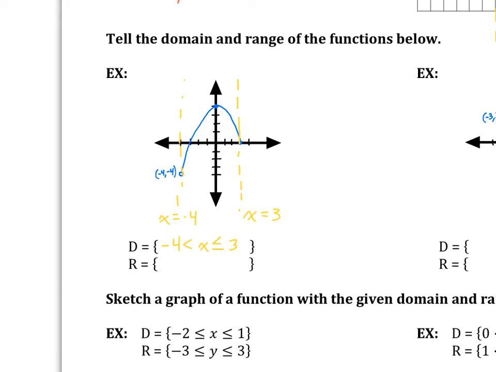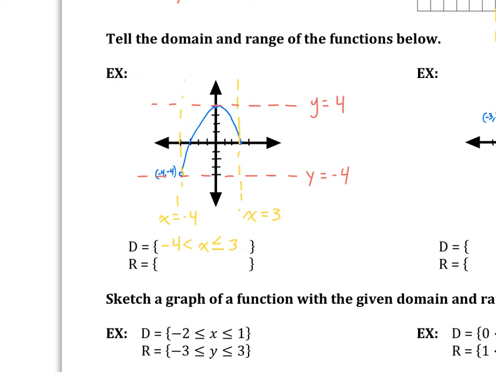Okay, so now we have to draw in our floor and our ceiling. So what is the lowest y value? Well, we can go ahead and draw that in. And what's our ceiling? What's our highest y value? We're up here. So we can see here, our highest y value is 4, y equals 4, and our lowest is y equals -4. Okay?